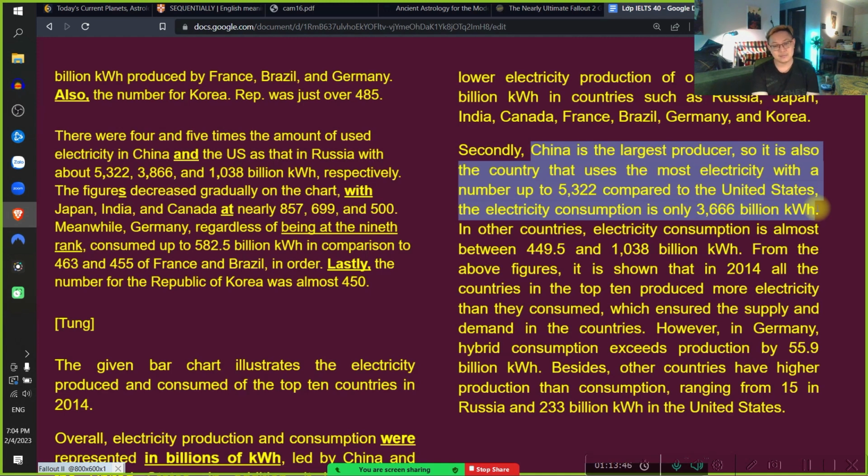So I don't think this cause and effect sentence is a safe assumption. It's not safe because you cannot say that China is the largest producer, so it is also the country that uses more electricity. You cannot assume that because in task one you should not assume things. Whatever you say in task one, you compare it, but do not assume there's a relationship like that, right? Đừng có assume như nó có một mối quan hệ như vậy nha.